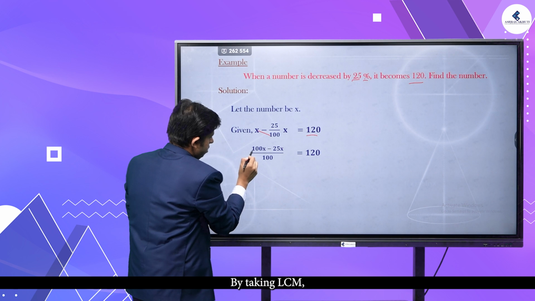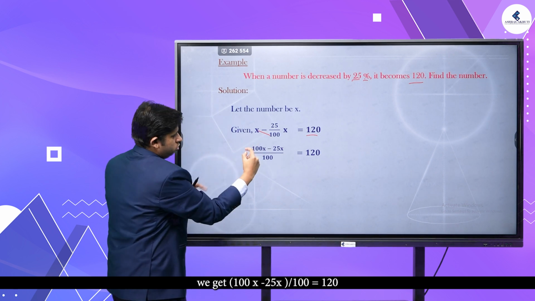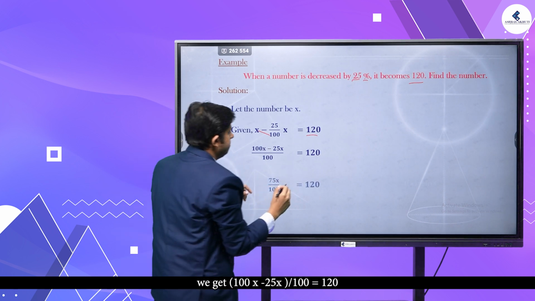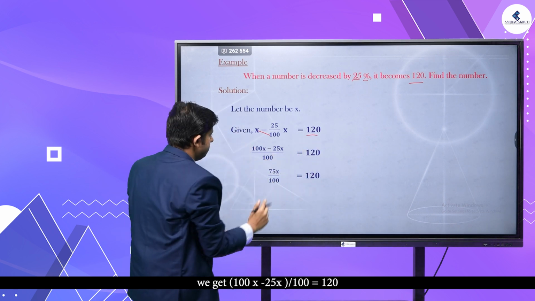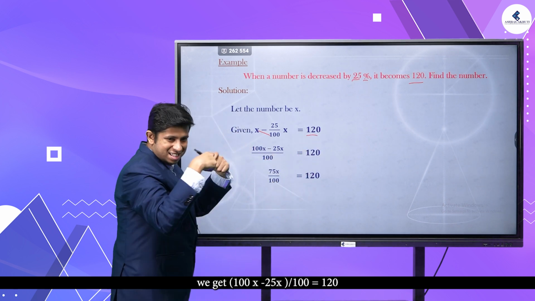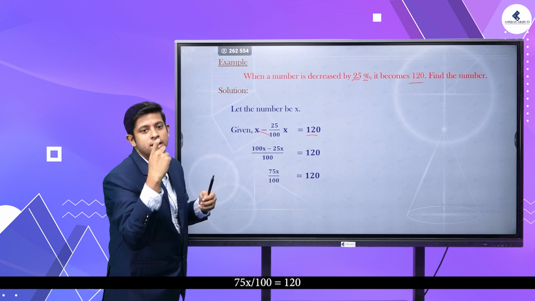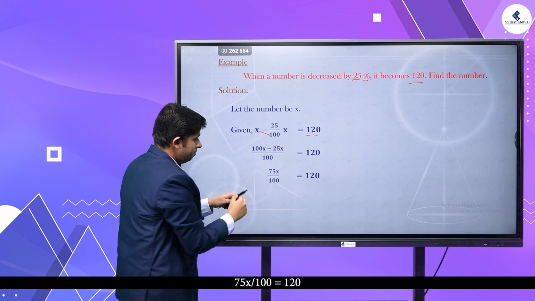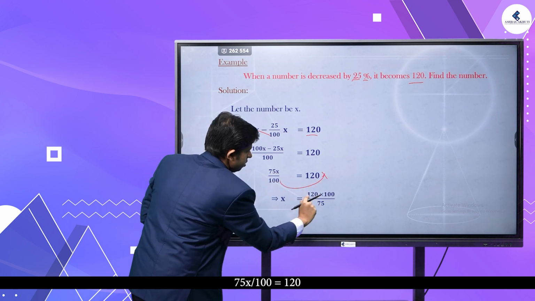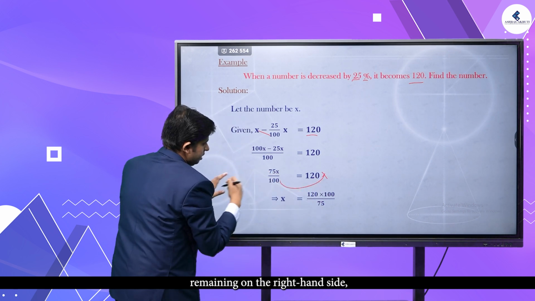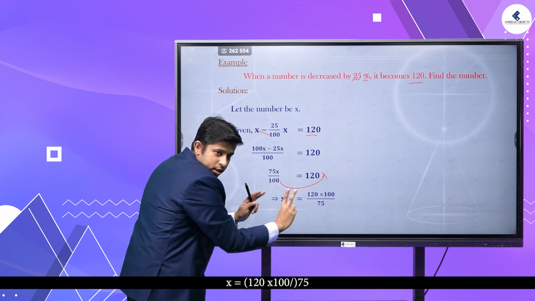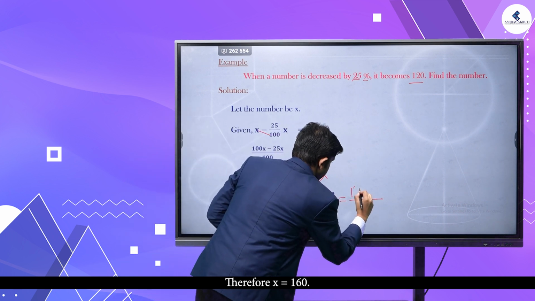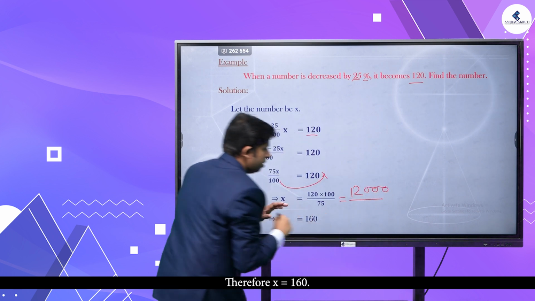By taking LCM, we get 100x minus 25x by 100 is equal to 120. 100x minus 25x is 75x by 100 is equal to 120. Keep x on the left hand side and the remaining on the right hand side and we get x equals 120 into 100 by 75. Therefore, x is equal to 160.